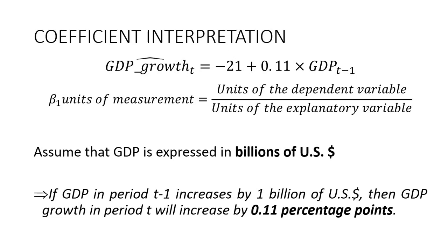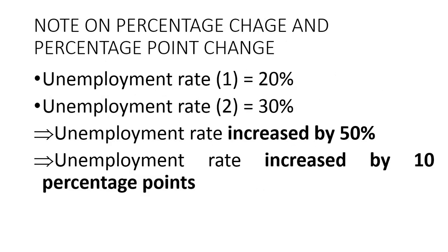I believe it will be more intuitive if we discuss it based on some example. So assume that in period 1, unemployment rate is equal to 20%, and in period 2, unemployment rate is equal to 30%. So in this case, unemployment rate increased by 50%. Basically, if you multiply 20 percentage points by 1.5, you will get 30 percentage points. But at the same time, it increased by only 10 percentage points. So I believe it's kind of intuitive and you can easily notice this difference.